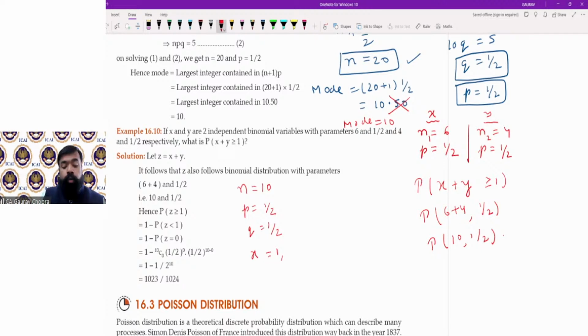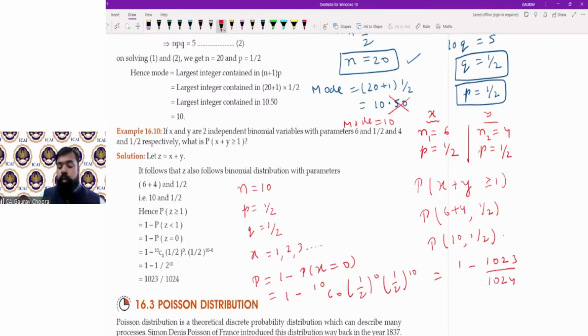Greater than or equal to 1 means 1, 2, 3, and so on. But for the shortcut method, what we can do, probability equals 1 minus P(X=0). So we can use this and solve in a shortcut manner. So 1 minus 10C0, (1/2) to the power of 0, and (1/2) to the power of 10. You will get 1 minus 1 by 1024. So this will become your final answer.